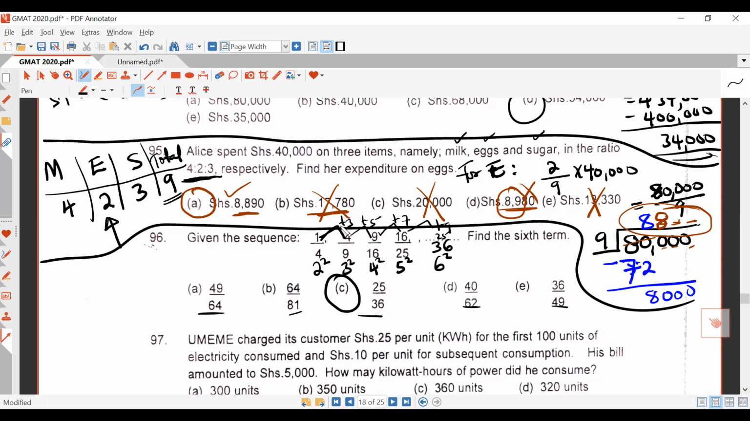Simply that. So you can either add, or you can take the squares. Any method. They were asking for the sixth term. This is number 1, this is 2, this is 3, this is 4, this is 5. So the sixth one is 7 squared, 49. So where do we have 49? It is here, so our answer is A.